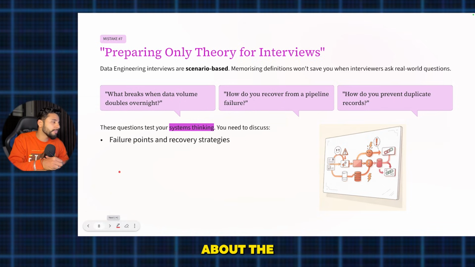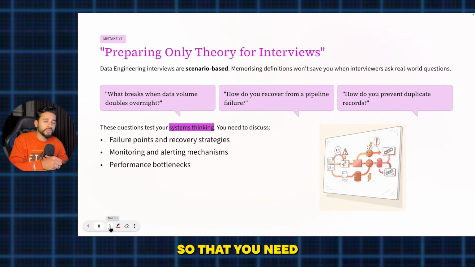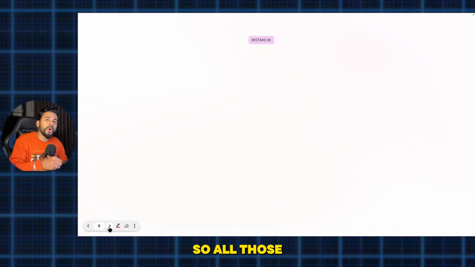So you need to discuss the failure points and recovery strategies, monitoring and alerting mechanisms, and performance bottlenecks. Questions will be there, so you need to talk about them. Also the cost implications of the design choices that you have made. All of this you have to decide and talk about.